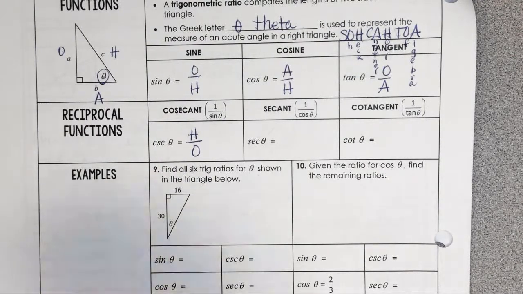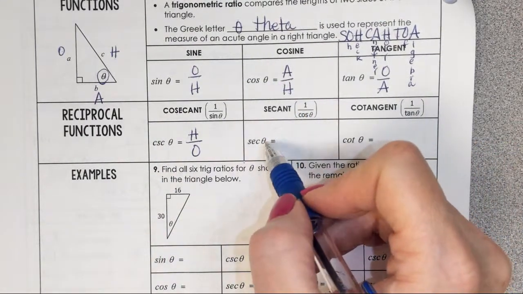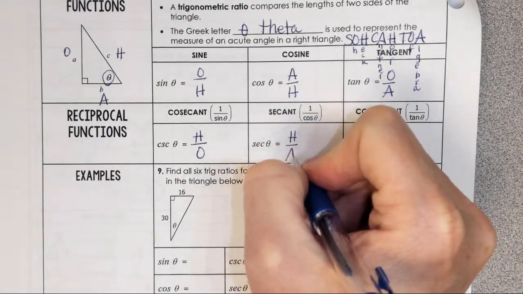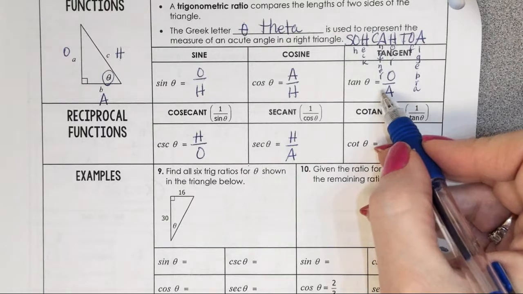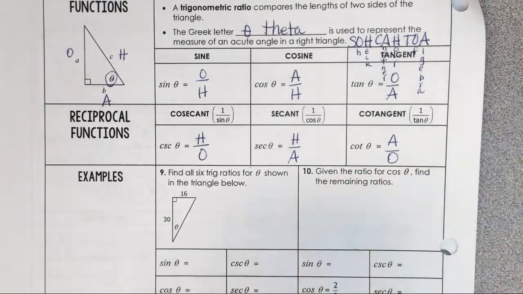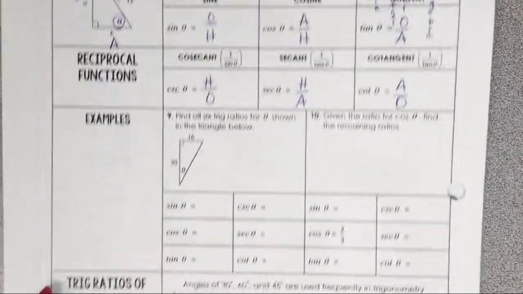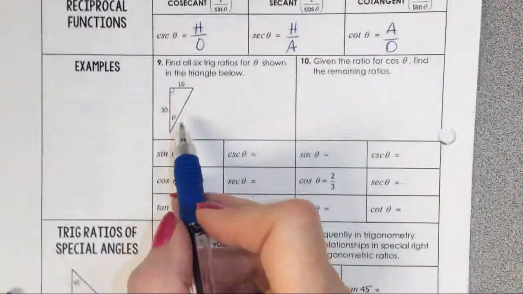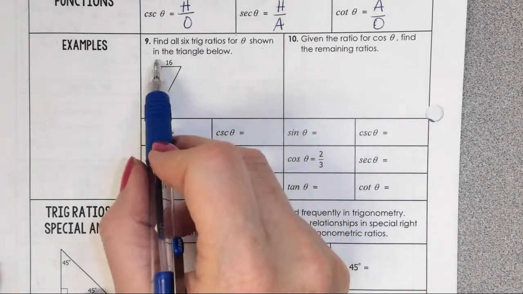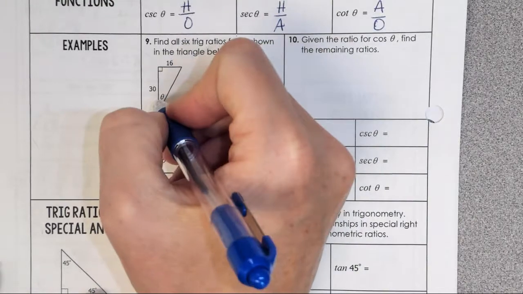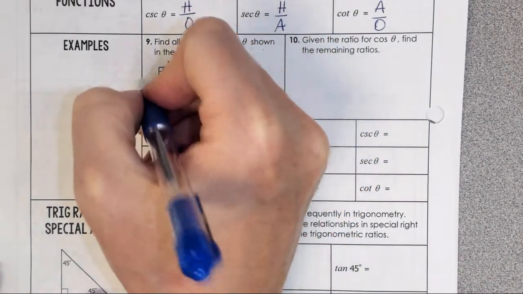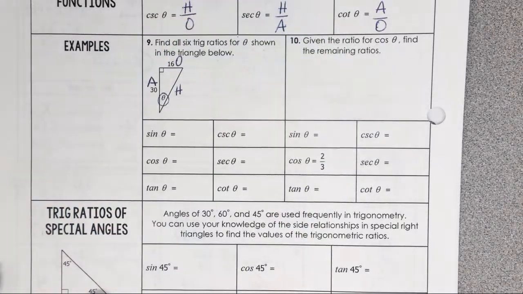The reciprocal of cosine is called secant, and so it's going to be hypotenuse over adjacent. The reciprocal of tangent is cotangent, and it's going to be adjacent over opposite. Okay? So they give us a picture, and it says to find all 6 ratios for theta shown in the triangle below. Here's our theta. This is going to be my opposite, my hypotenuse, and this would be the adjacent.